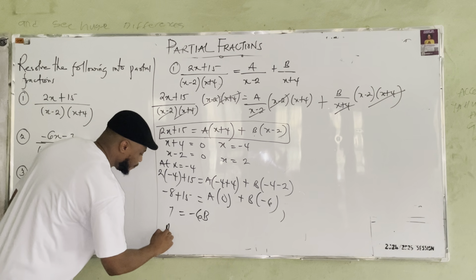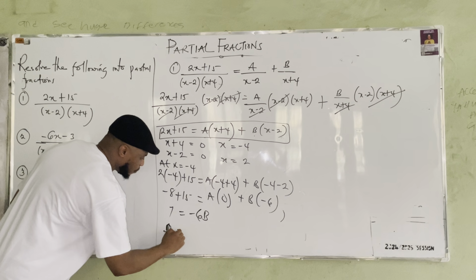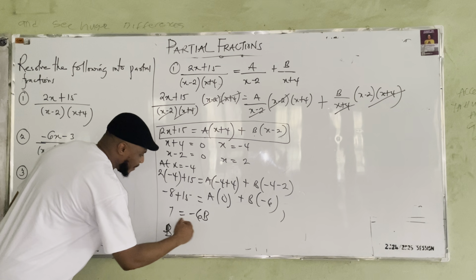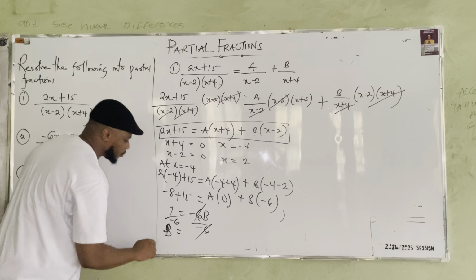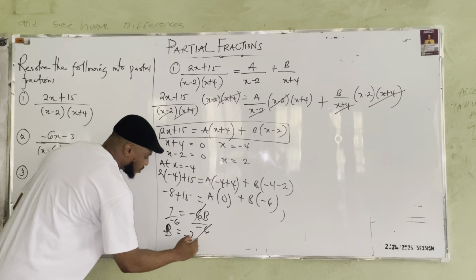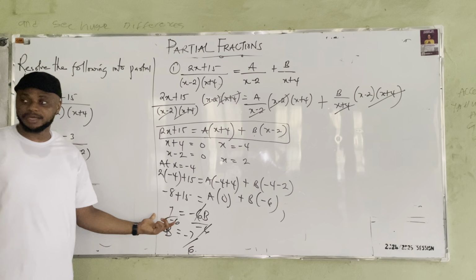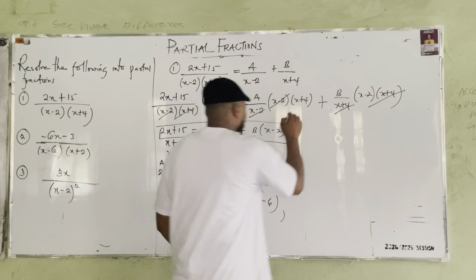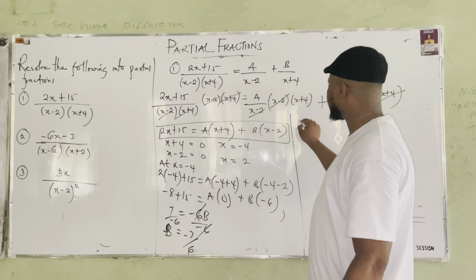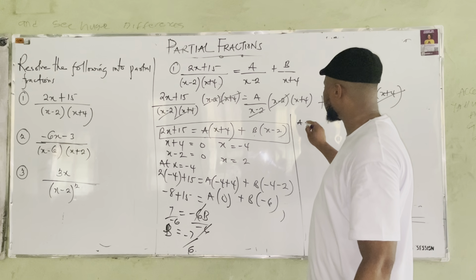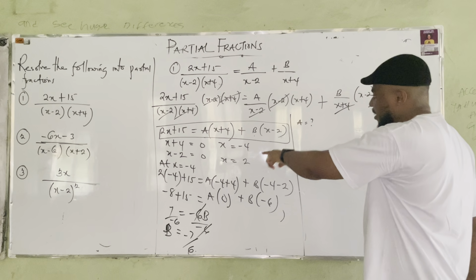So it means that b will be equal to, divide both sides by minus 6. Minus 6 will cancel minus 6. So b will be equal to minus 7 over 6. So we have gotten our b. The next thing is to get our a. So how do we navigate through that? a is what is left.